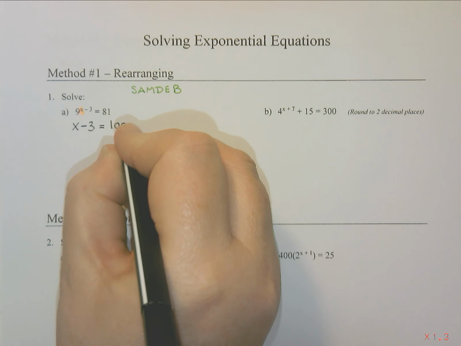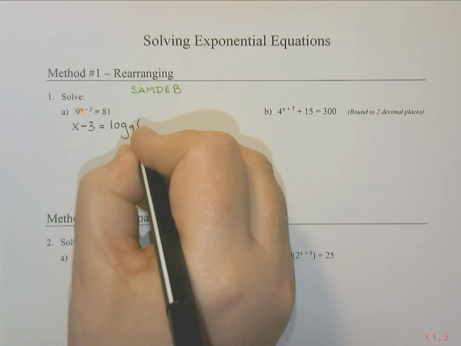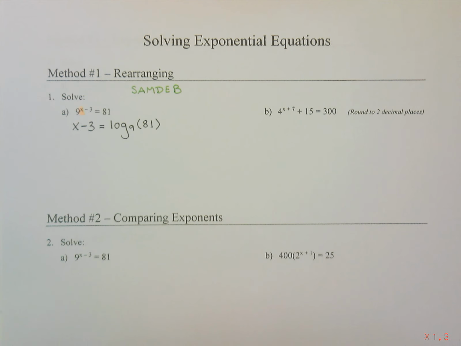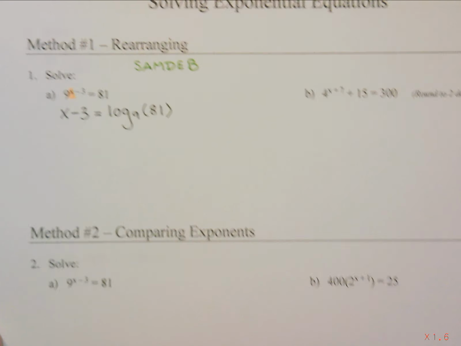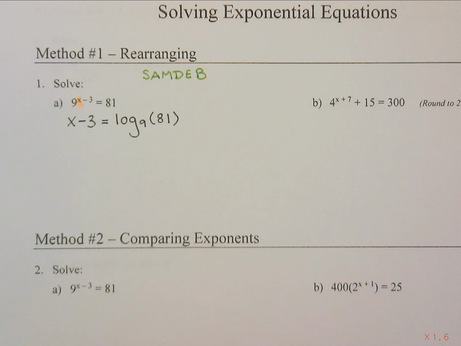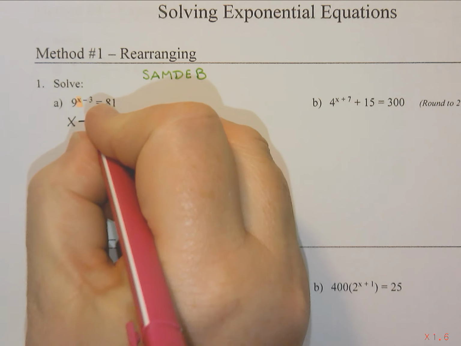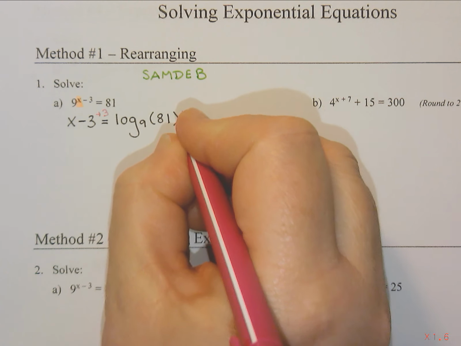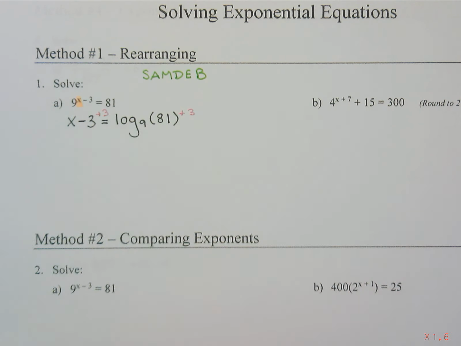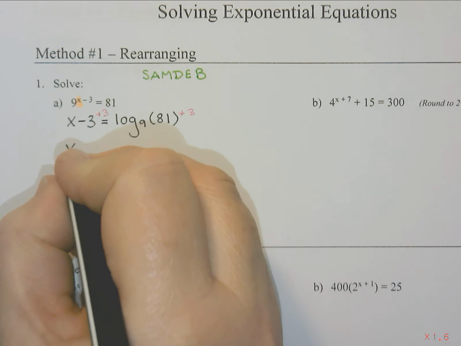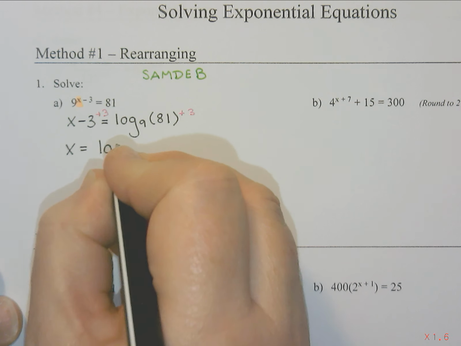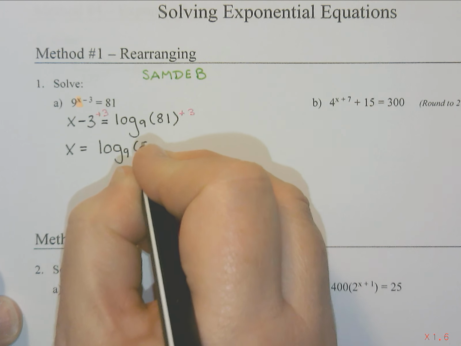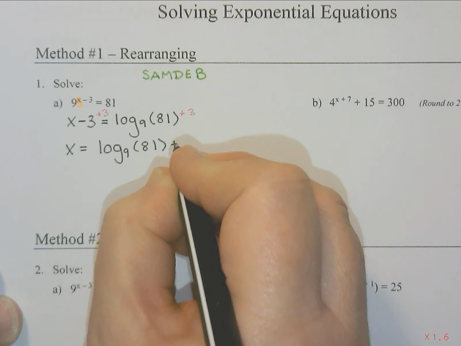So I'm going to get that x minus 3 equals log base 9 of 81. And then from there, I'm just going to zoom in, make it a little bit bigger. From there, I can now tackle that minus 3 by adding 3 to both sides. And I'm going to get x equals log base 9 of 81 plus 3.